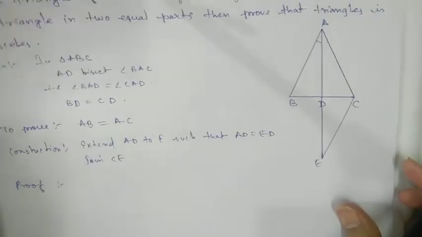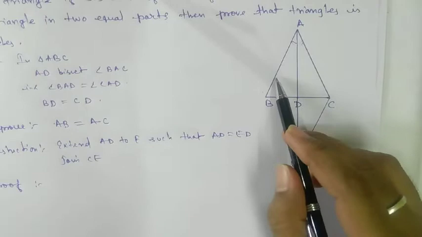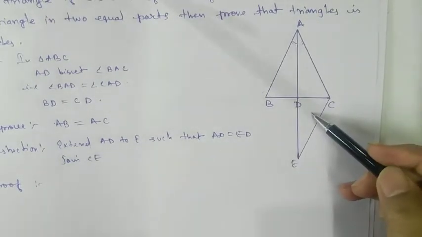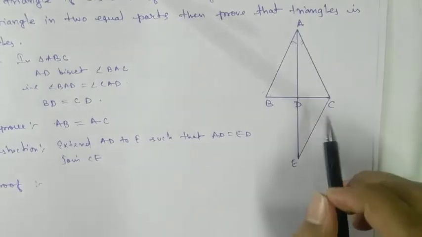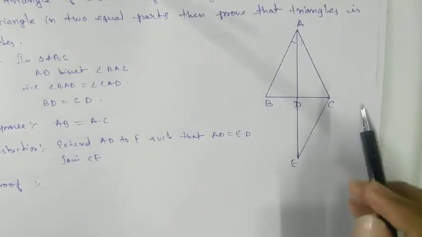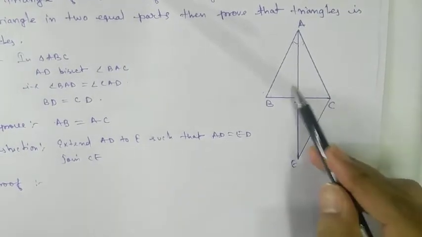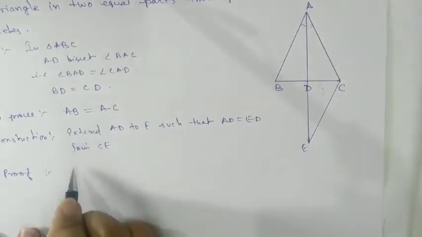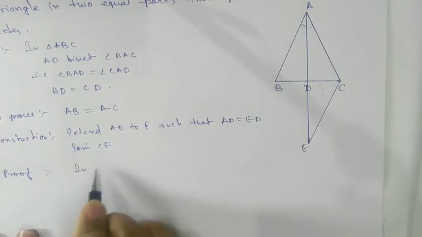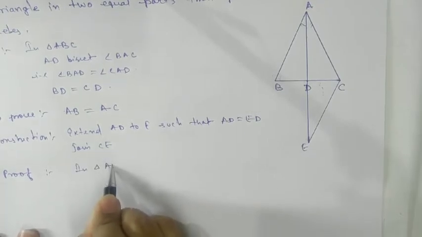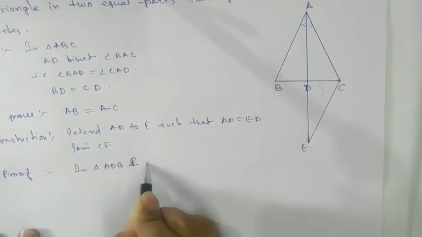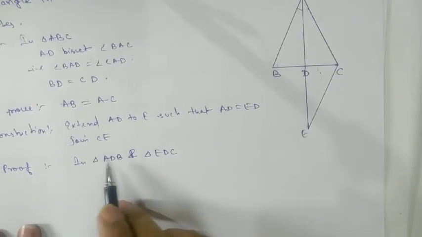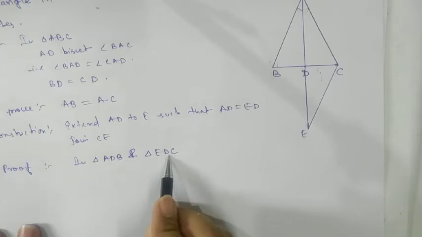So what we're going to do, see, we cannot prove directly, so we need one more triangle to prove that AB equals to AC. So our target this time is to show that these two triangles are congruent. Okay, so let's take in triangle ADB and triangle EDC. See, order is very much important. We need to take this only.